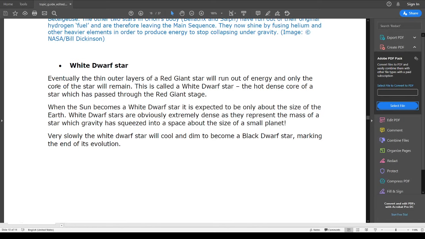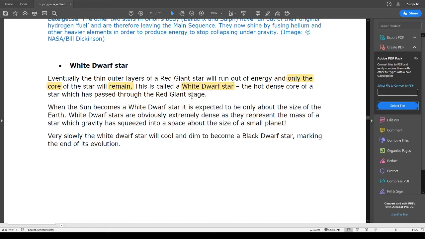Let's dive a little deeper into white dwarf stars. Eventually, the thin outer layers of a red giant star will run out of energy, we know that, and only the core of the star will remain. This is important. What will remain? Only the core. Because the rest of it has been thrown out into space as a planetary nebula, right? So this core is called a white dwarf star.